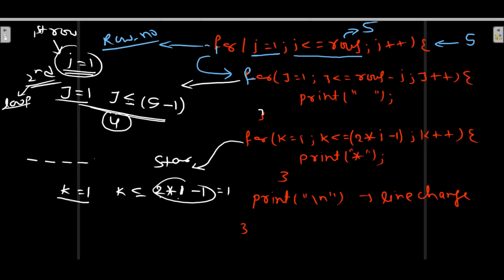So it starts from 1, and the condition checked is less than equal to 1. So how many times will it execute? Exactly 1 time. So 1 star is going to be printed for the first row. And after that, what will happen? This printf will get executed and the line will get changed.